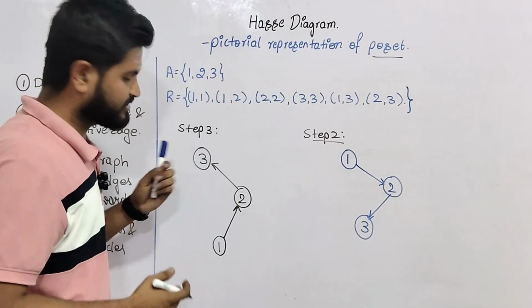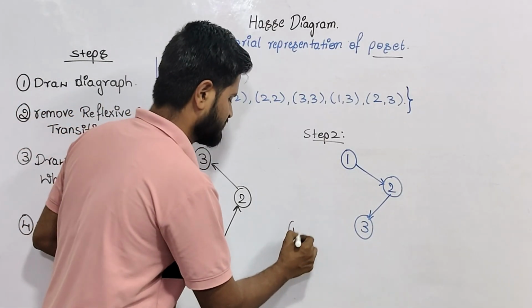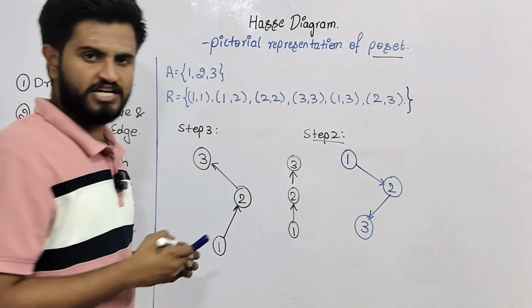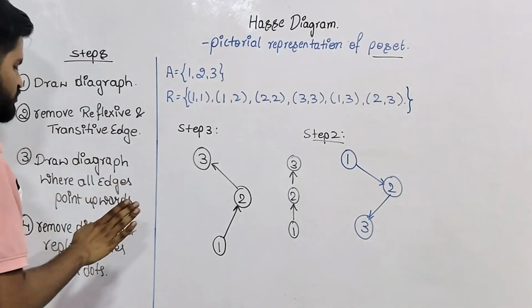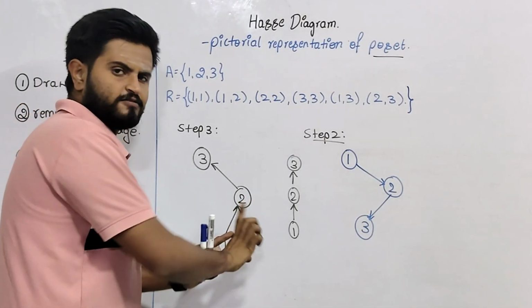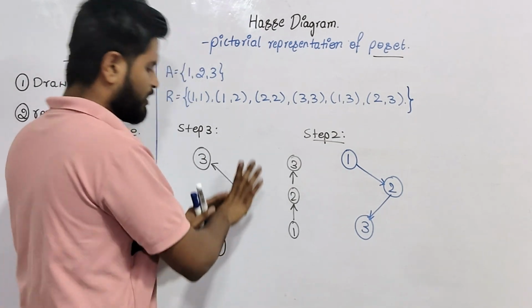Now, must we write it like this only? No, you can write like this also: 1 to 2, from 2 to 3. So in any shape you can write, but one thing you must keep in mind: the arrows must be upward. If it is a little tilted, nothing will happen, but it must show upwards itself.